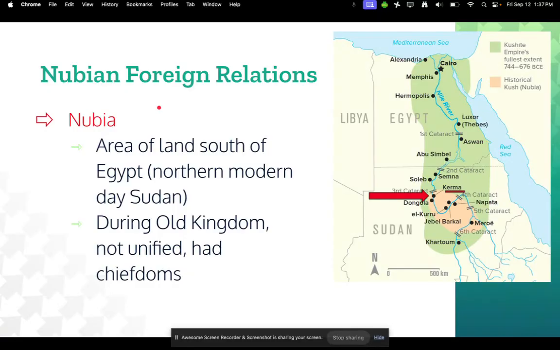All right, so Nubia. What is Nubia? Nubia is the area of land south of Egypt, which would be in the northern part of modern day Sudan. So Nubia is going to be in this pinkish color right here. And during the Old Kingdom, Nubia was not one big country. It was more broken up into a bunch of little chiefdoms.